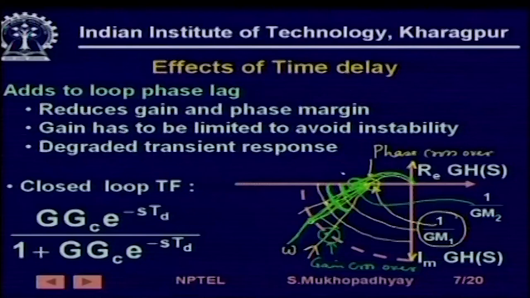And therefore, for the plant which is represented by the yellow line and the plant which is represented by the green line, you can use a lower gain for the latter, right? So this is what happens. This is why gain has to be lowered to avoid instability, and that in turn causes problems in the response. So this is the point that I was trying to make.